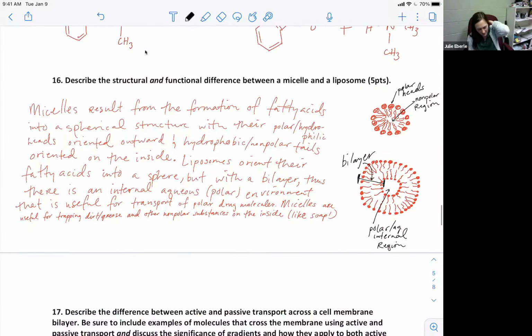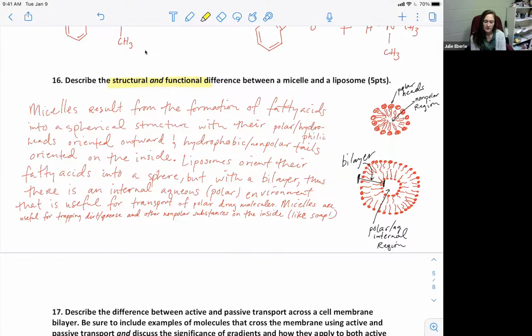Okay, number 16, describe the structural and functional differences between a micelle and a liposome. So the biggest part here was that I said structural and functional. I wanted you to tell me structurally, how are they different? And then functionally, what do they do? And why is what they do different? So you don't have to read my whole paragraph, but in short, you did not have to draw pictures. So I did not take up points if you did not draw pictures. Nowhere did I instruct you to draw pictures. Pictures always just help me. So I usually draw pictures for myself.